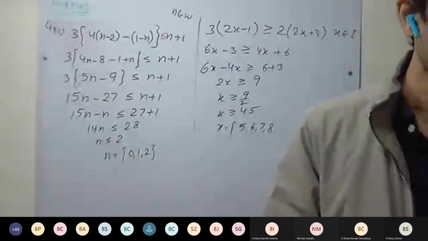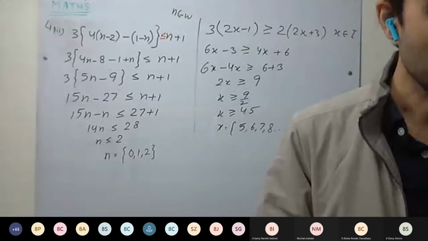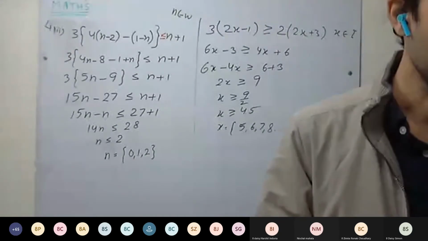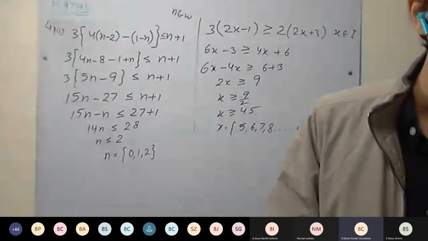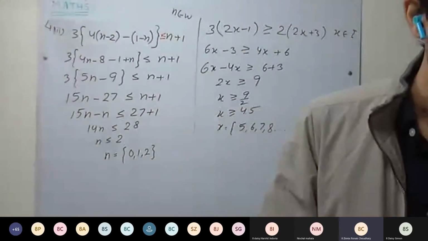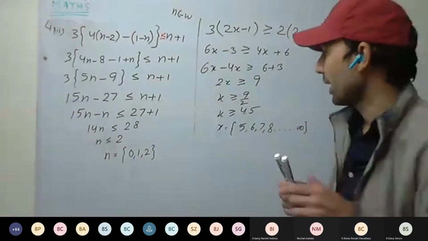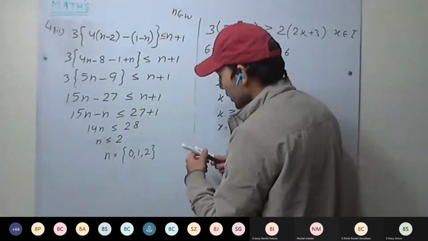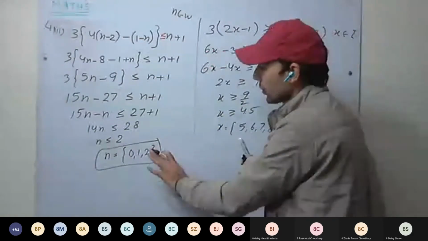Understood this question? Third question remaining, fourth question remaining. Try to solve as homework. I'm starting with the 5th now. Okay, this question we have to represent on the number line. Yes, you have to represent this on the number line. So this solution set, you may write or not write, it's fine.